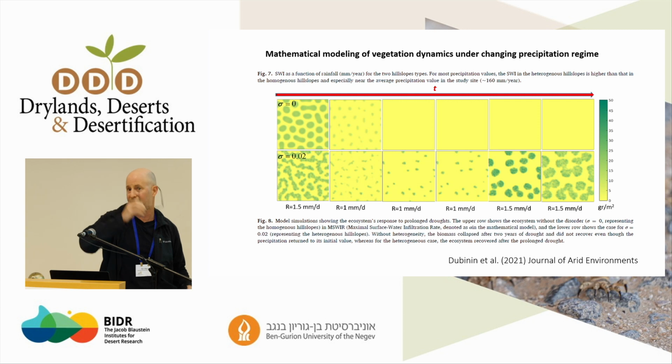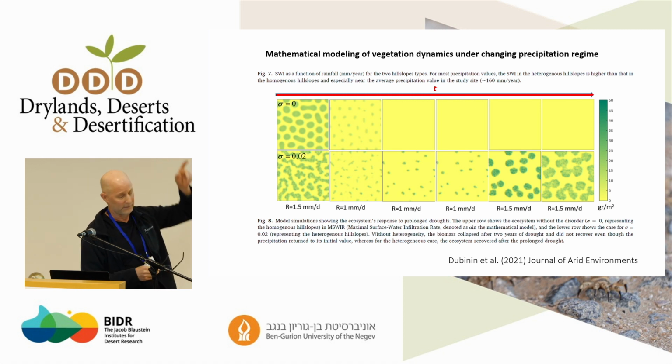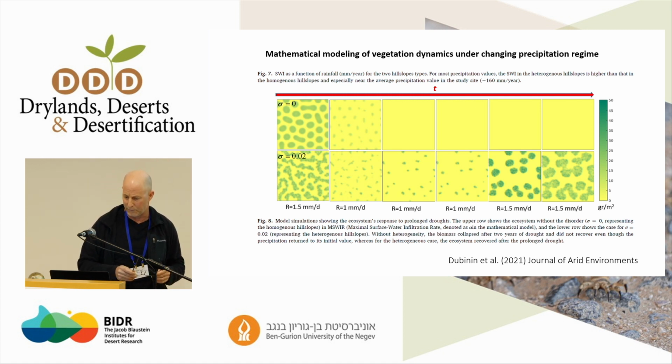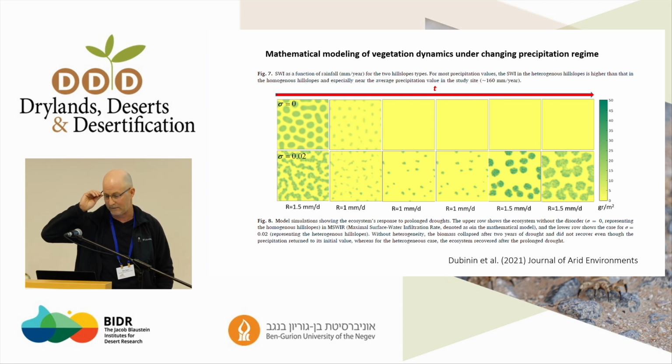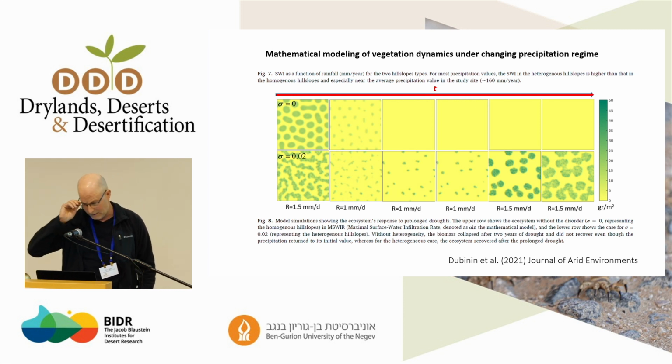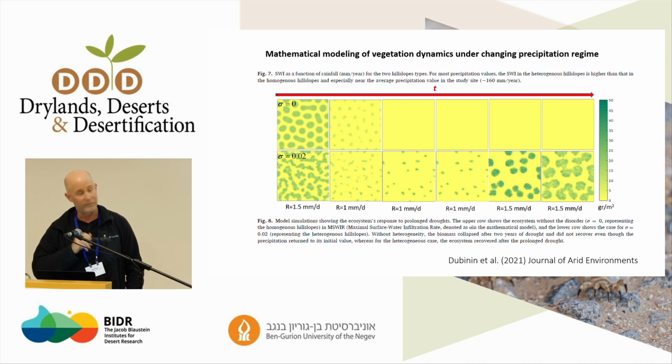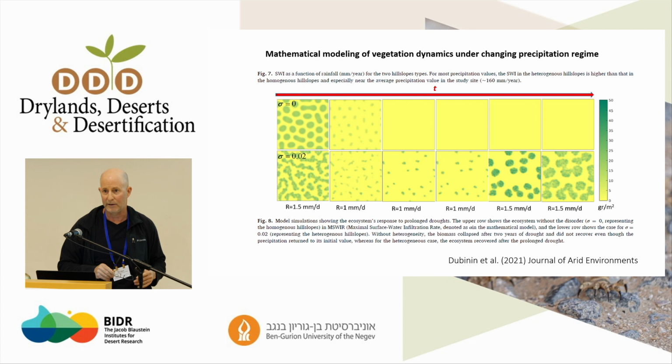Now, what happens if precipitation decreases and then increases back to normal? So, in the homogeneous hill slope, at the top, the shrubby vegetation decreases, collapses, and does not recover. While in the heterogeneous hill slopes, at the bottom, the shrubby vegetation decreases and then increases back to normal.